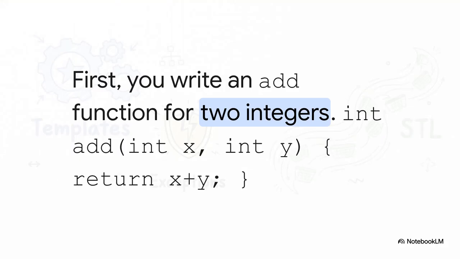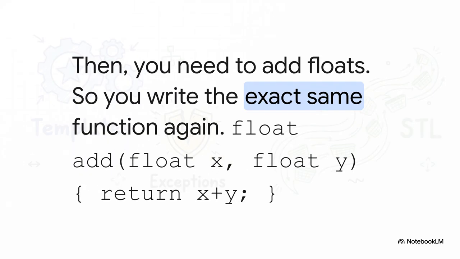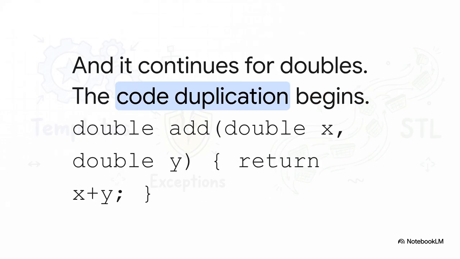Okay, so picture this. You write a nice, simple function. It adds 2 integers. It's clean, it works, no problems at all. So far, so good. But of course, things are never that simple, right? Now your project needs to add floating point numbers. So what do you do? You copy the function and you just swap int for float. Same exact logic. And you guessed it, it doesn't stop there. Now you need it for doubles, so you write it a third time. The structure, the logic, it is identical. The only thing changing is the type.